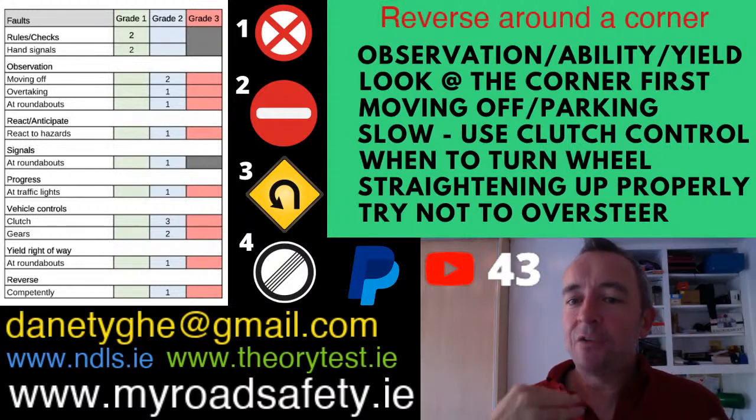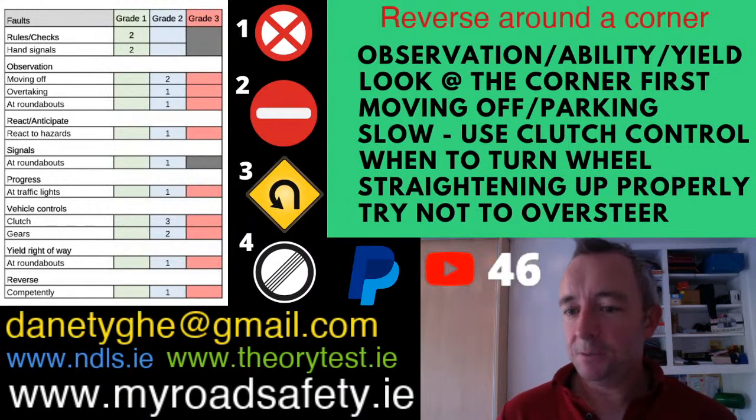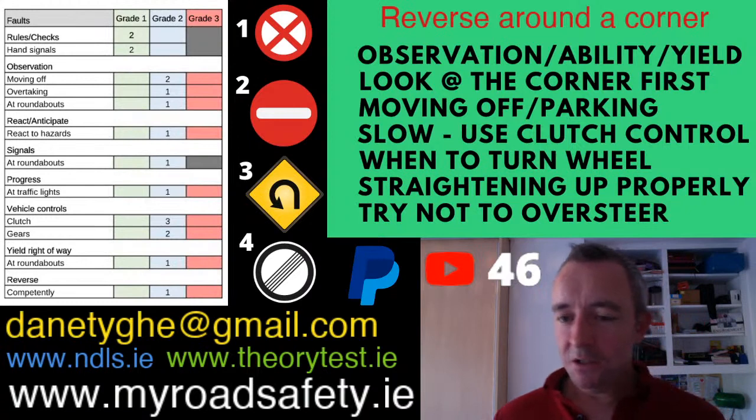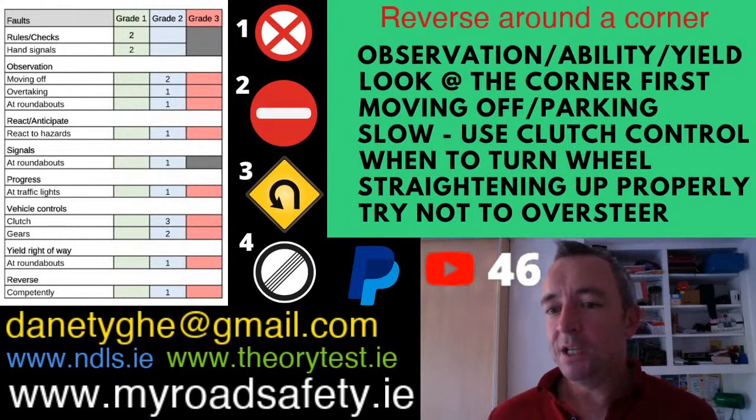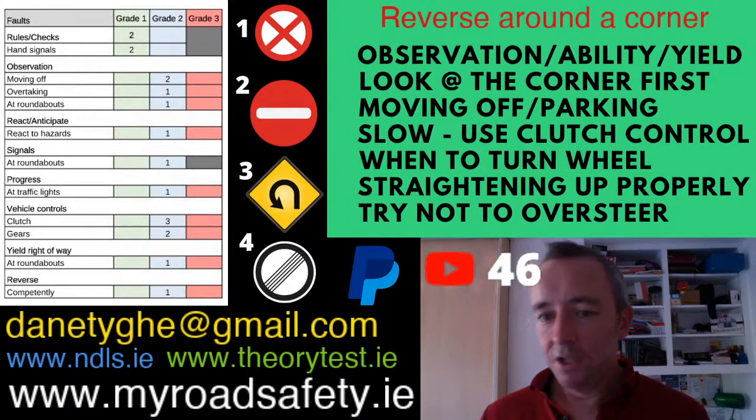So that's why you have to look at the corner first, as I said in the second point above there. If you have a look at the corner first, and if it's a sharp angle, you may be able to turn a little bit quicker, whereas if it's more of a gradual angle corner, you can turn slightly slower, okay? There's no one size fits all. You have to base each reverse on the hills, on what angle it is. They're all different, okay?